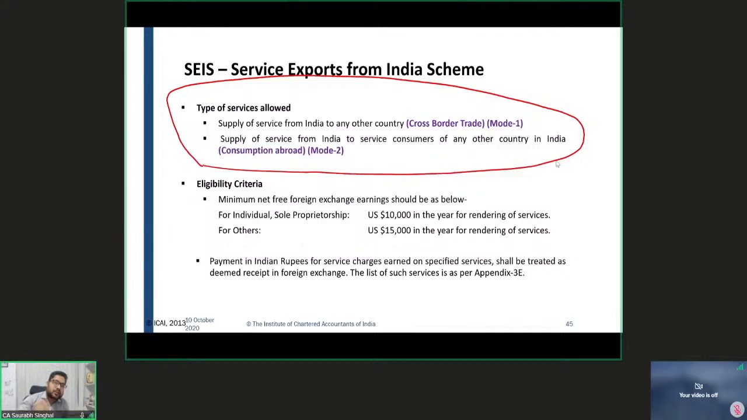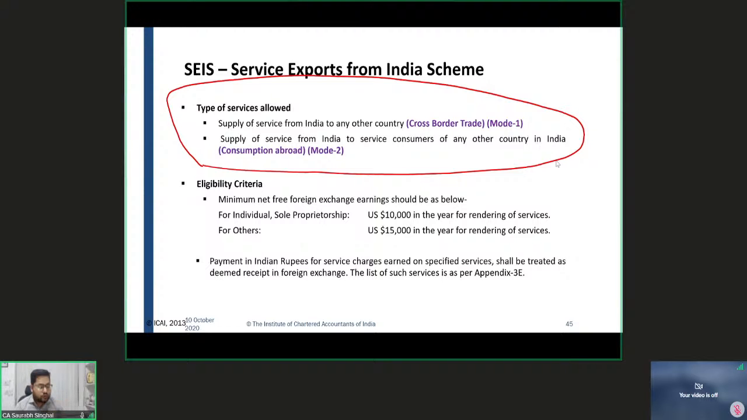So suppose for a construction project, I open a small establishment outside India. That is Mode 3 services. Those services are not eligible for SEIS. Fourth is services wherein a person from India has to travel abroad to provide the service. Suppose I am traveling abroad to provide training services. I am providing face-to-face training to people abroad. Now that service is also not eligible. Those are called Mode 4 services, and that service is also not eligible for SEIS.